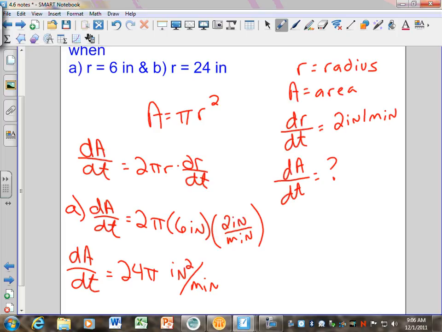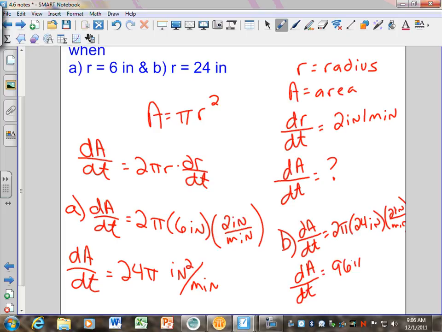And you just do the same thing for 24. 24 inches times 2 inches per minute. And I just left pi because that's an exact answer. And I think this one is 96 pi square inches per minute. And it should make sense that the bigger the radius is, the faster that area is increasing. Right? Does that make sense?